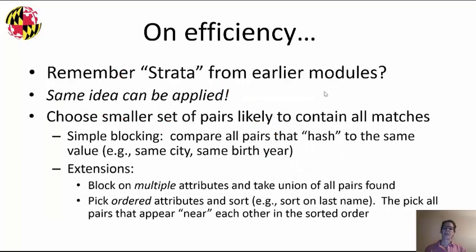So remember strata from earlier modules that we had. The same idea can be applied here. It's usually called blocking, and the idea is that in a simple blocking you compare all pairs that hash to the same value, so they belong to the same city or same birth year, and then within those you search for the matches. Of course, you could think of extensions where you block on multiple attributes and take the union of all pairs found, or you pick ordered attributes and sort. So similar to the strategies that we have seen in sampling, here too you can be a little bit more efficient in terms of computational power.